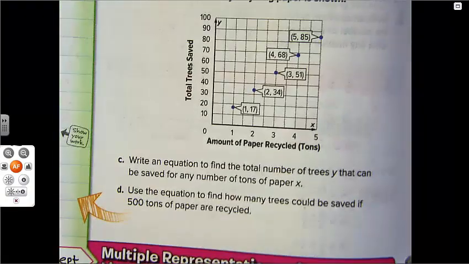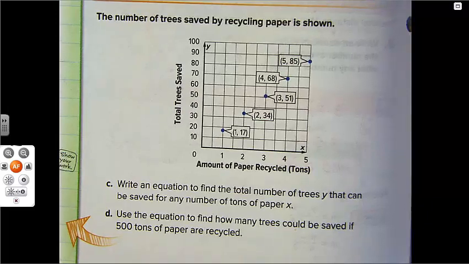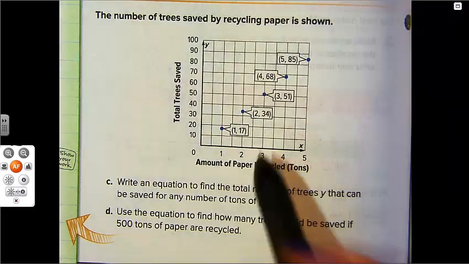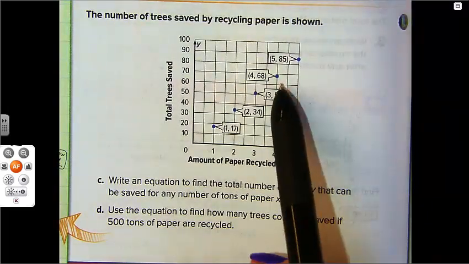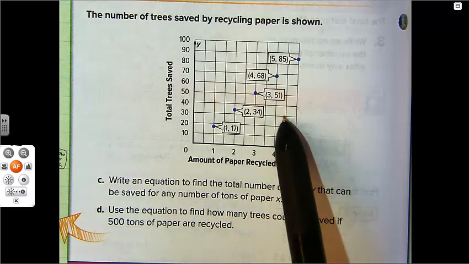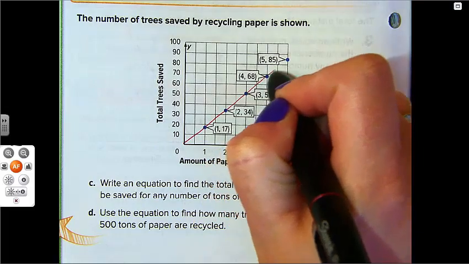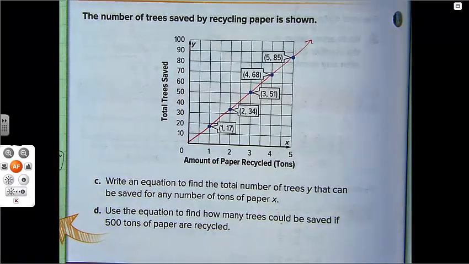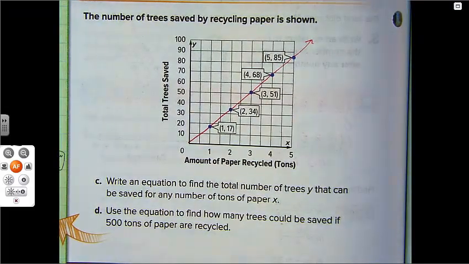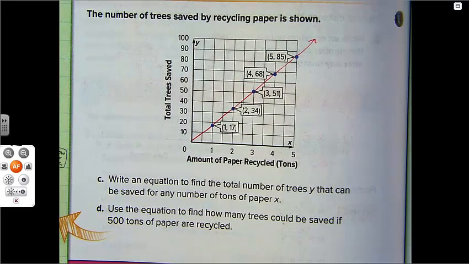Here it says the number of trees saved by recycling paper. Well, first of all, whoa, I don't know if that's going to be a straight line, because some of these are on this side and some of these are on this side. Well, let's draw it to see. If I connected all of these dots, does it make a straight line? The answer is yes. So is my equation linear? The answer is yes. So now we want to write an equation.